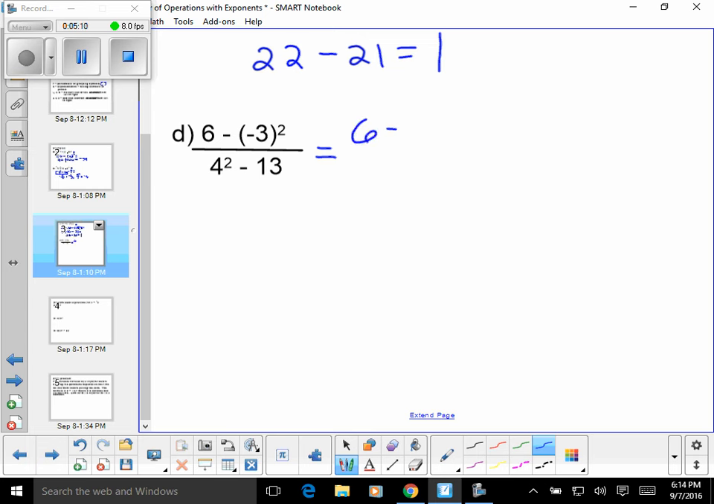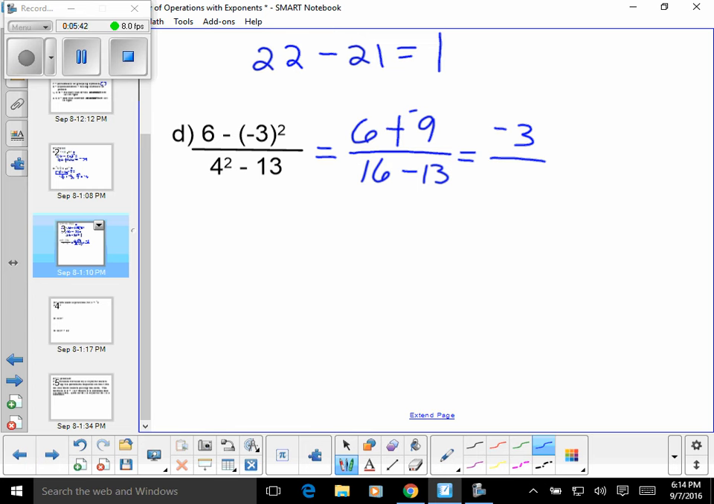6 minus negative 3 squared. Now remember from the last lesson, this means negative 3 times negative 3. So that's going to be positive 9. Then our division bar. 4 squared is 16 minus the 13. Working above the division bar, 6 minus 9. Add the opposite. Will be negative 3.